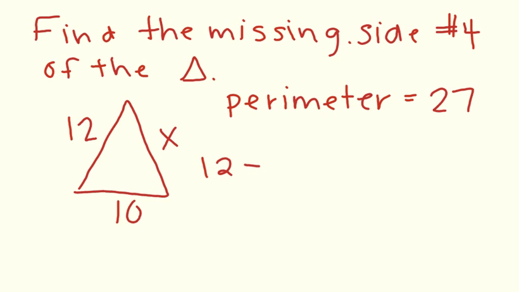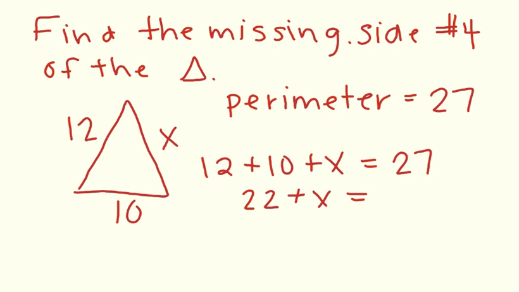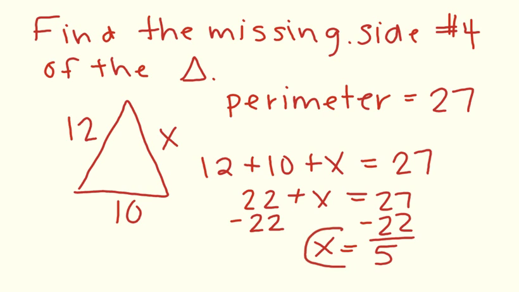So if we had 12 plus 10 plus x, we know that that's going to equal 27. Knowing what we know about solving equations, we're going to add 12 and 10 to get 22 plus x equals 27. And then we're going to subtract 22 from both sides, and we're going to get x is equal to 5. So that would be the answer to this sample. It's pretty easy to find the missing side when given the perimeter.